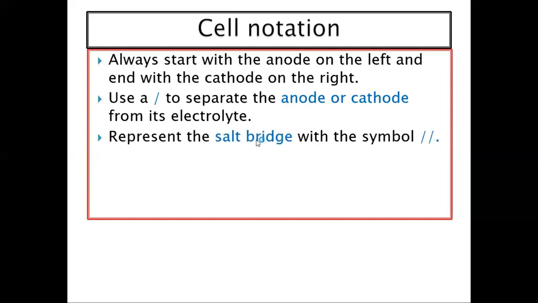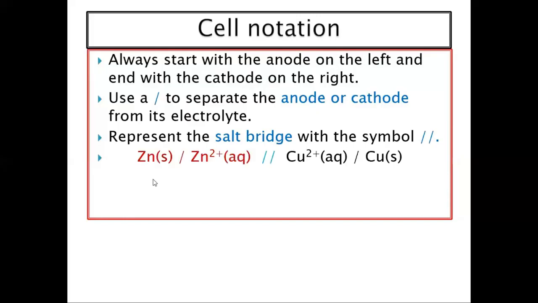Represent the salt bridge. The salt bridge, when you use the two double slash, it means that you are representing a salt bridge. When you use one slash, it means that you are separating the components of the cathode and components of the anode. For example, zinc, which is a solid, slash, it gives out zinc 2 ions. It means that it is oxidized, which is aqueous. Then I have a salt bridge.